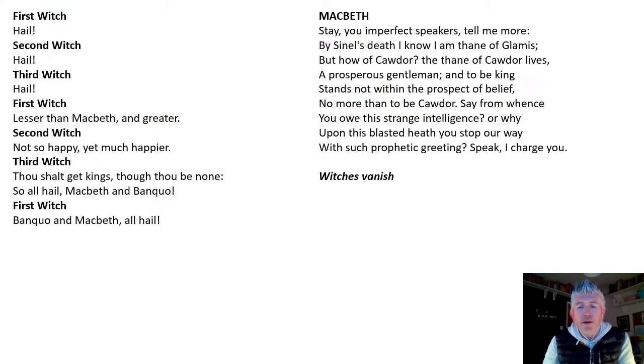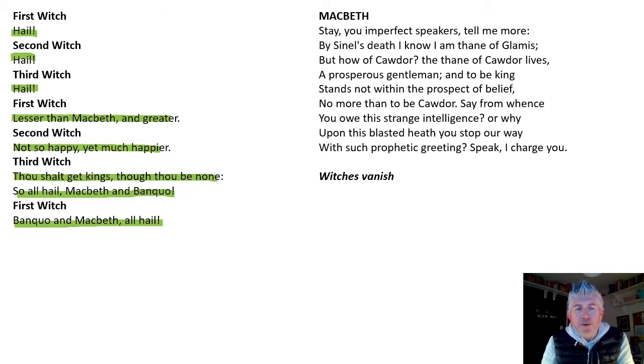And similarly to how they approach Macbeth, they use the hail. So first witch, hail. Second witch, hail. Third witch, hail. And then we get more of the information they're going to offer him. "Lesser than Macbeth and greater." "Not so happy, yet much happier." The third witch: "Thou shalt get kings, though thou be none." So, "All hail Macbeth and Banquo." First witch: "Banquo and Macbeth, all hail."